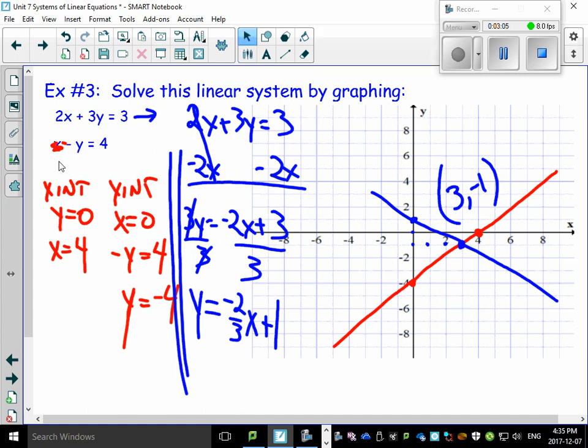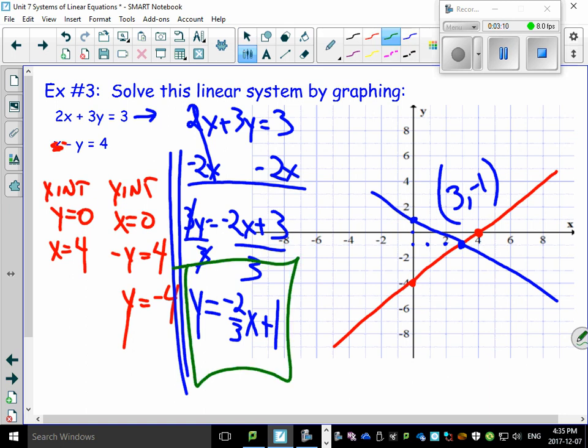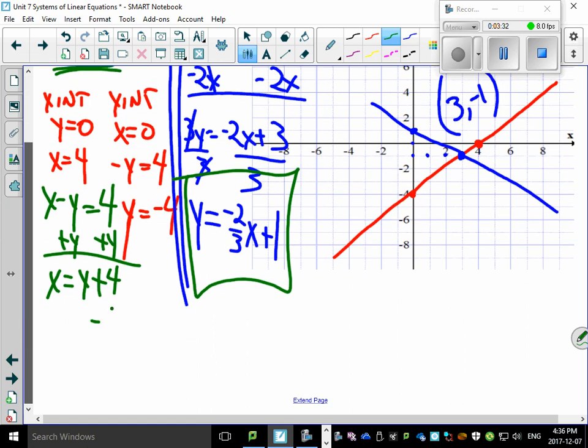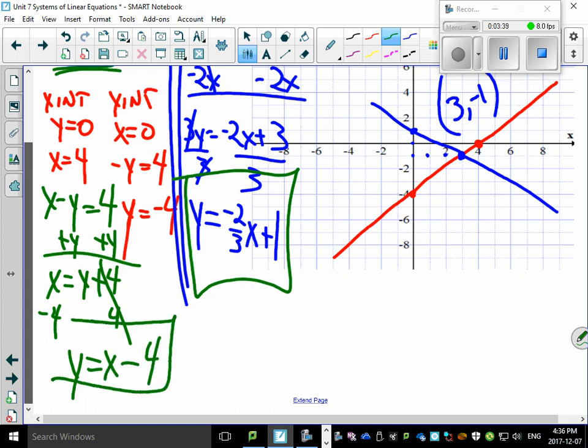Okay, so check this out. Now I've got my equations ready for my calculator. There's my first equation, and my second equation, that's an easy one to figure out because look what I'm going to do. I'm just going to take this guy here, x minus y equals 4, bring the 4 over to the other side by adding y to both sides. I'm going to have x equals y plus 4. Then I'm going to take it one more step. I'm going to subtract the 4 from both sides, and look what I have. I have y equals x minus 4 is my second equation.